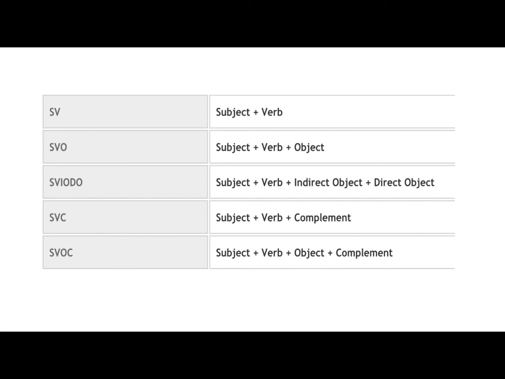The first one is subject plus verb. In short, SV. The second one is subject plus verb plus object. In short, SVO. Third, subject plus verb plus indirect object plus direct object. SVIODO. Fourth, subject plus verb plus complement. Fifth is subject plus verb plus object plus complement. That's SVOC. Now we will see the basic sentence structure with the uses of adverbial or adjuncts.